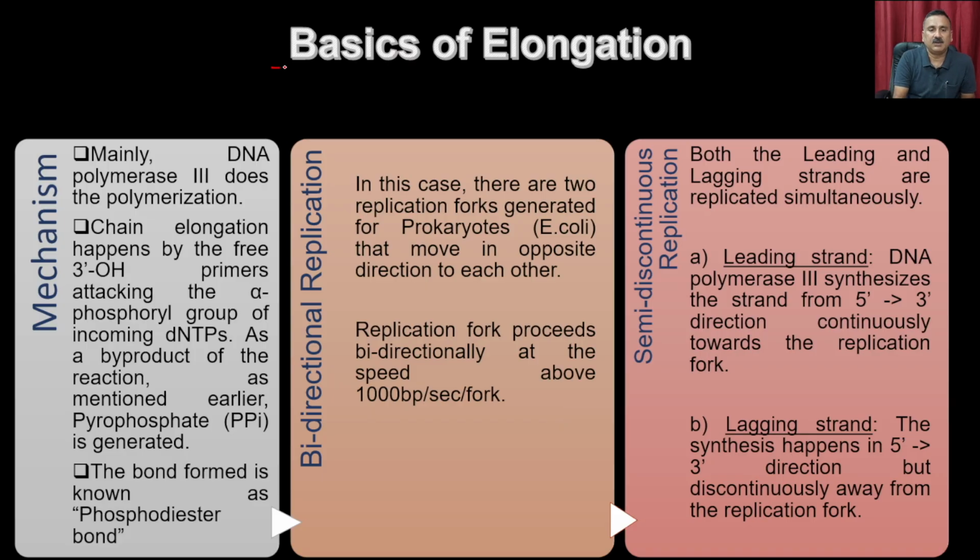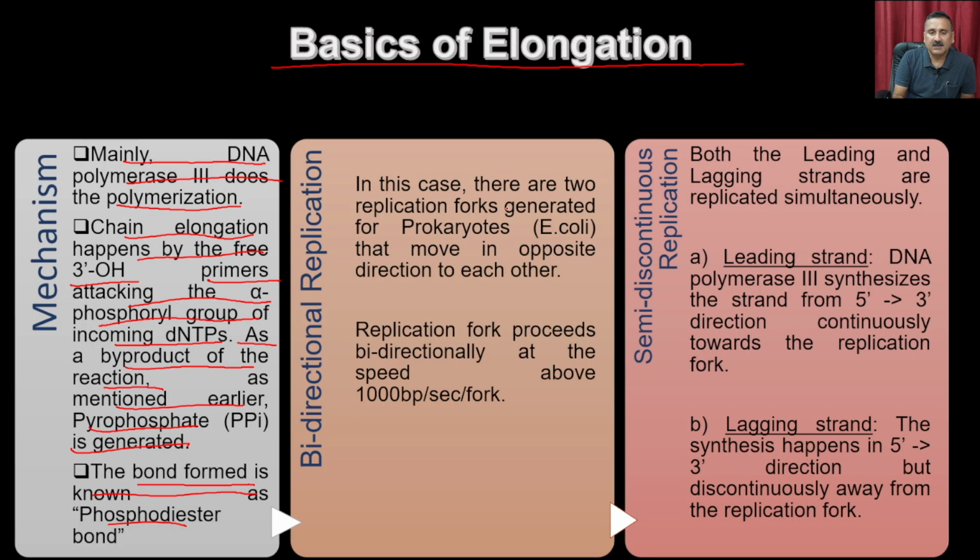So, what are the basics of elongation? Mainly DNA pol 3 does the polymerization. Chain elongation happens by the free 3' OH of the primer attacking the alpha phosphoryl group of the incoming dNTPs. As a byproduct of the reaction, as mentioned earlier, pyrophosphate is generated. The bond formed is known as the phosphodiester bond, and that is how it starts adding the nucleotides based on the base pairing information.